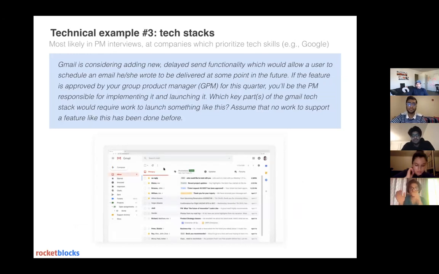Are we talking about it as if we're coming up with it from scratch? Yeah. Okay. Well, we don't have to build Gmail from scratch, but we're thinking about the emails being delayed, right? Okay.